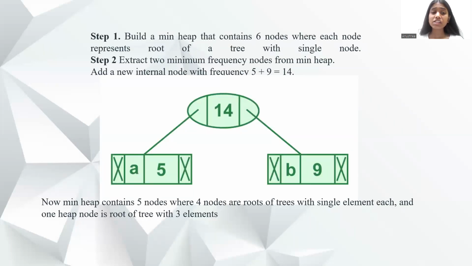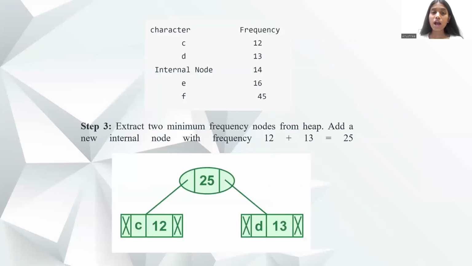In step 2, extract the two minimum frequency nodes from the min heap, and add a new internal node with the frequency 5 plus 9 equals 14. Now the min heap contains 5 nodes, where 4 nodes are roots of trees with a single element each, and one is the root of a tree with 3 elements. Now again we arrange the characters and frequencies in increasing order. So now we have C, D, the internal node which we created in the previous step, that is 14, and E and F, with frequencies 12, 13, 14, 16 and 45 respectively.